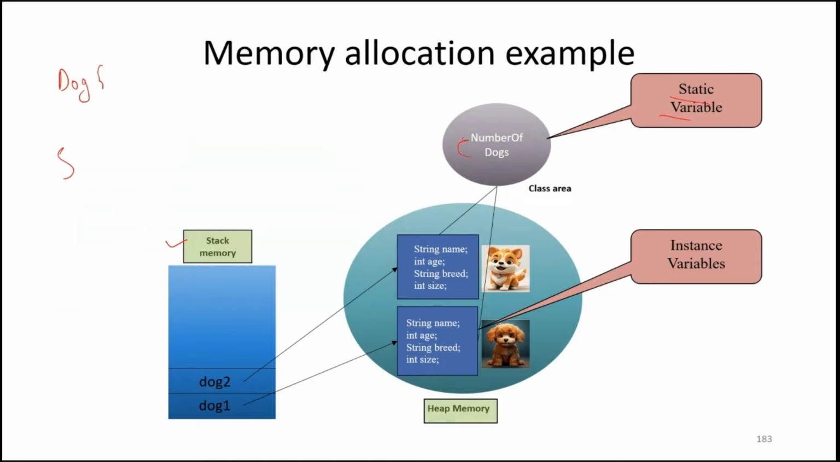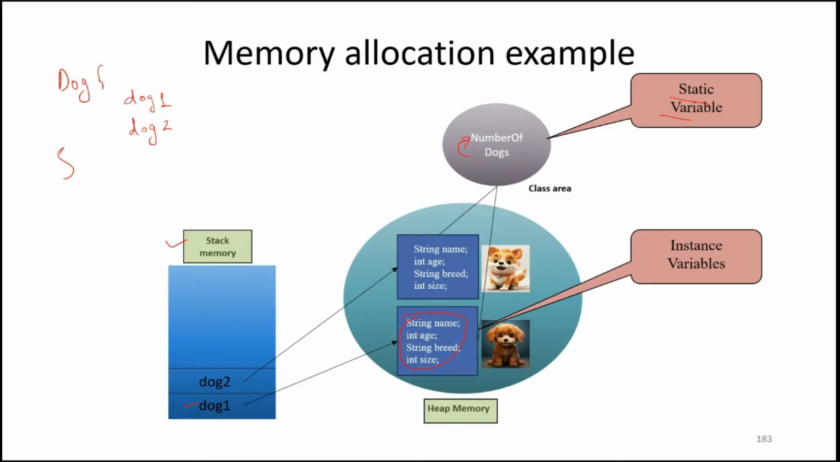So the member name is what? Number of dogs. So how does the memory location work? Imagine you have created a first dog object, obviously created on the heap. It is keeping the personal copies of these four variables, and you have created another object, dog2. Here you have created dog1 in the main function, and here you have created dog2.